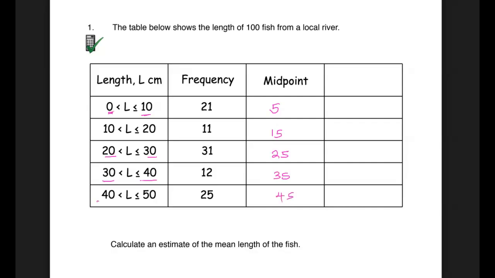Now the next one is that you need to find what they call fx here. fx means that you are multiplying the frequency and the midpoint together. What is 21 times 5? That gives you 105. What is 11 times 15? That gives you 165. What is 31 times 25? That gives you 775.